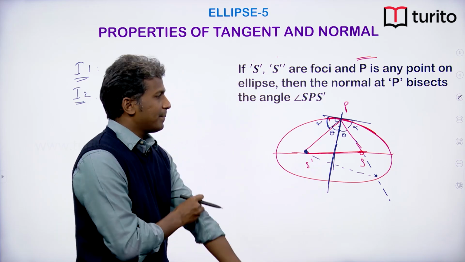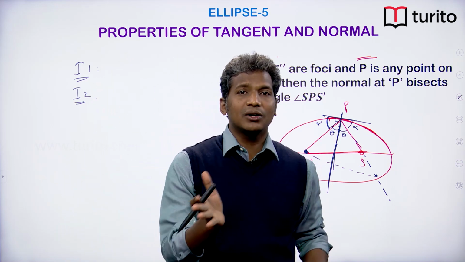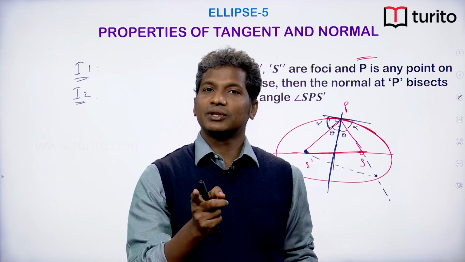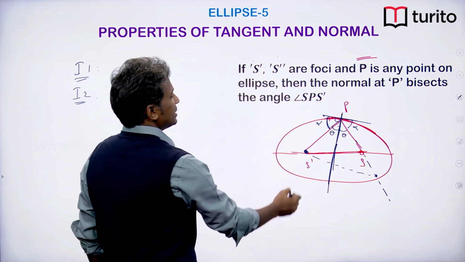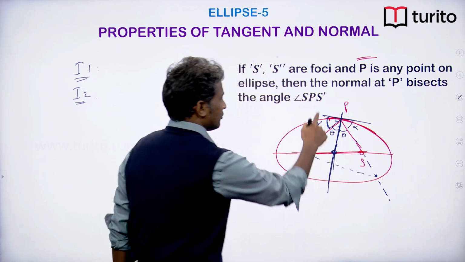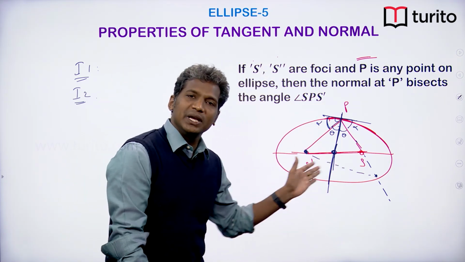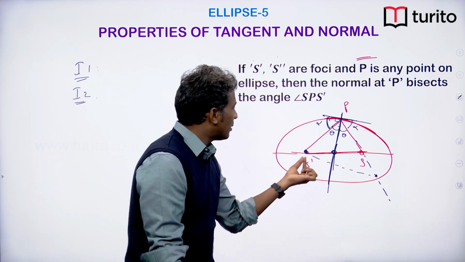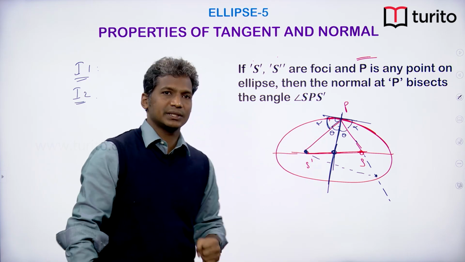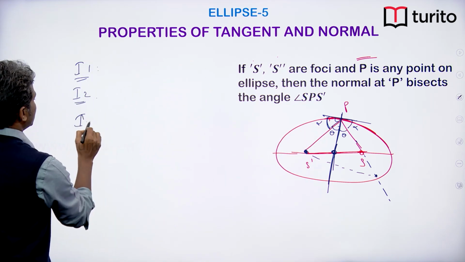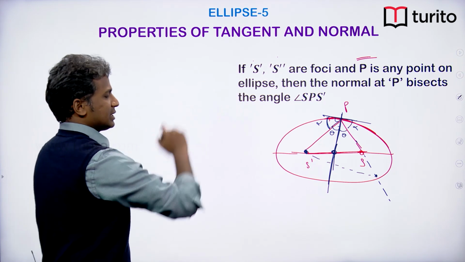What is it? The angle bisector always divides the opposite side in the ratio of the other sides. We remember this property. So, we just get the point of intersection of the normal with the major axis and then we compare this ratio, because we already know these focal distances. This is my idea number 3. We already know these focal distances.